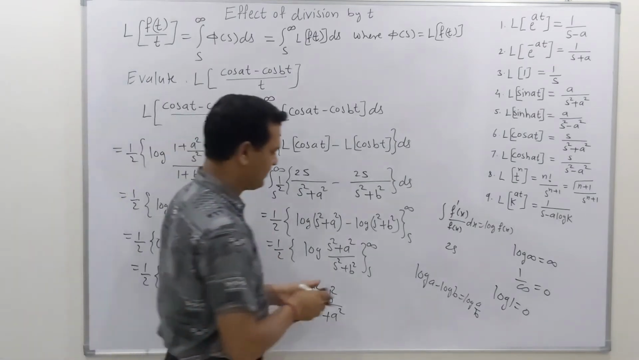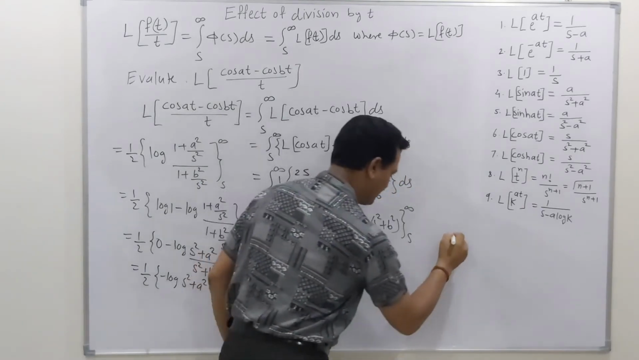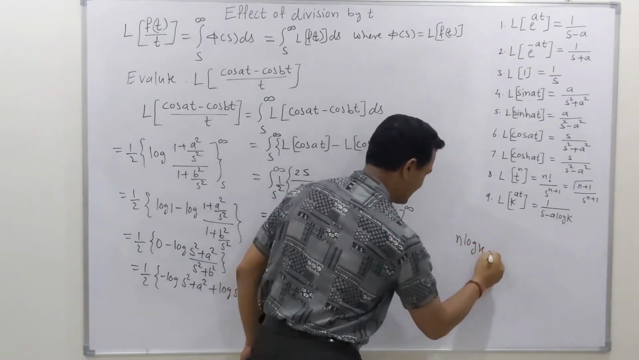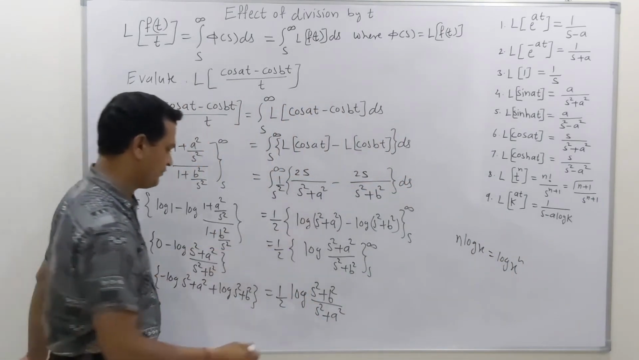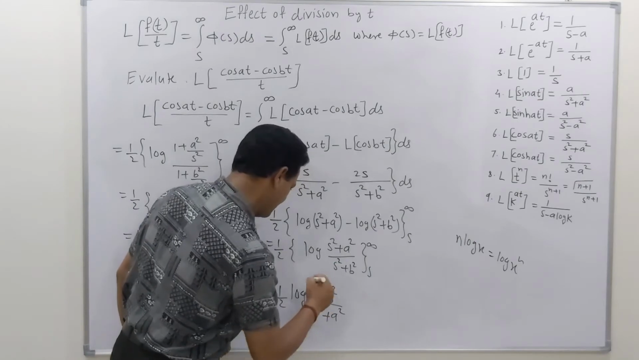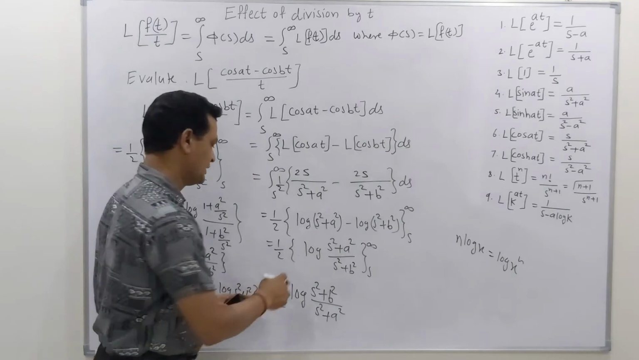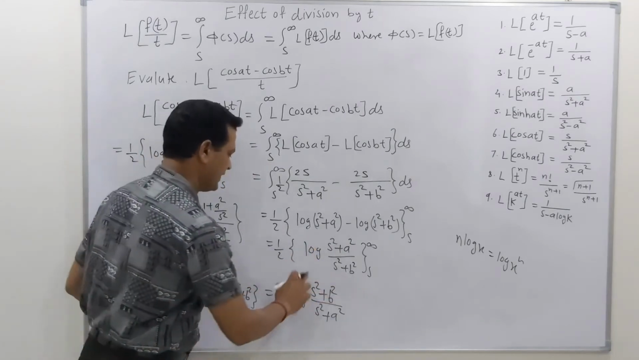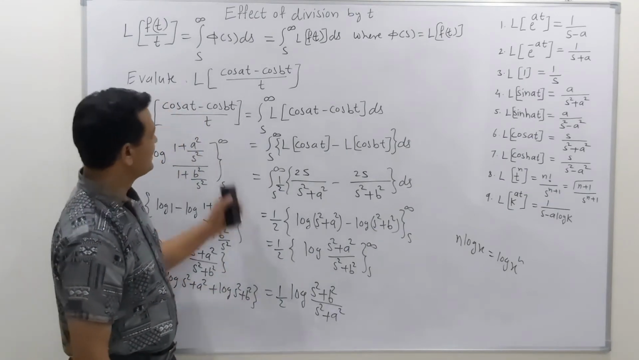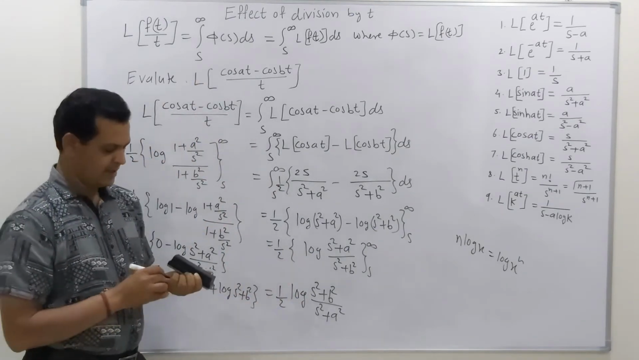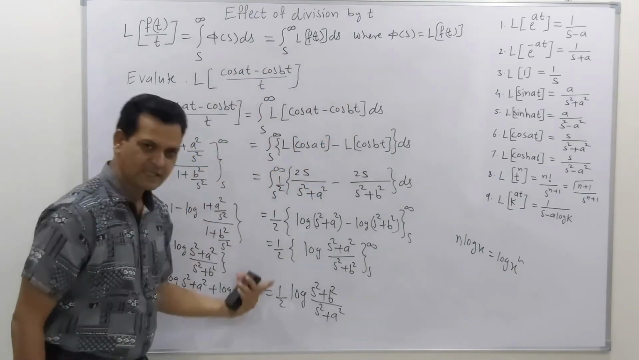Or one may apply the concept that we know the formula n into log of x is equal to log of x raised to n. If we apply this formula, then the power may get raised to 1/2, so the equation may change. That means you may get the final answer in a different form, but we may put the answer up to this step. In this way, we solve the example based on the effect of division by t property. So this is the second example.